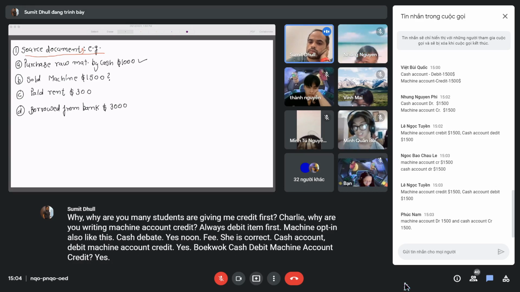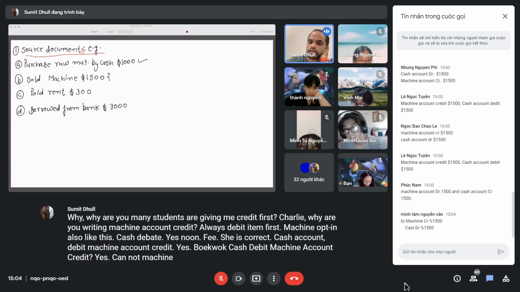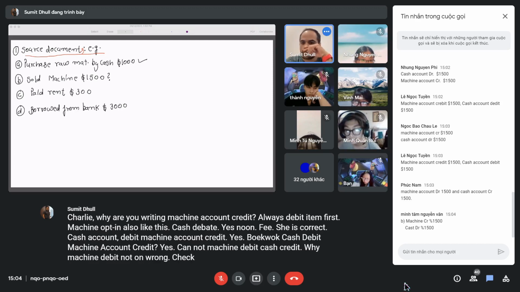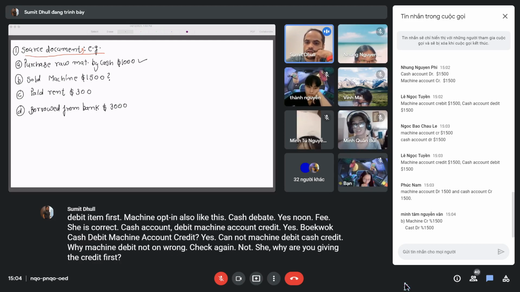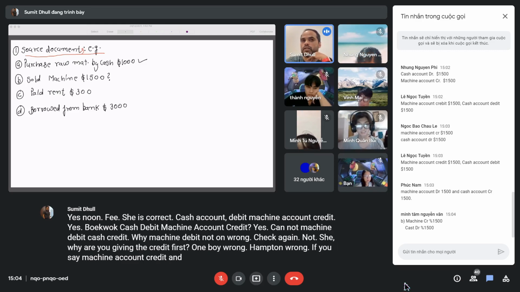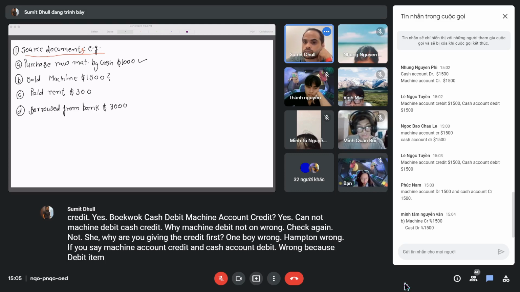Han Nop, machine debit, cash credit. Why machine debit, Nop Han? Wrong, check again. Nop Chi, why are you giving me credit first? Ponboy, wrong. Hampton, wrong. If you say machine account credit and cash account debit, wrong, because debit item first.